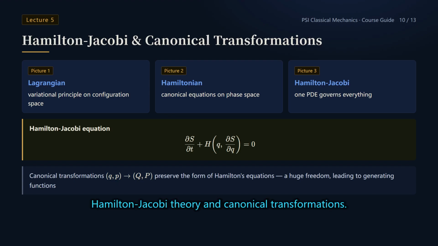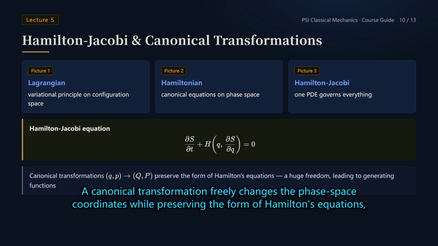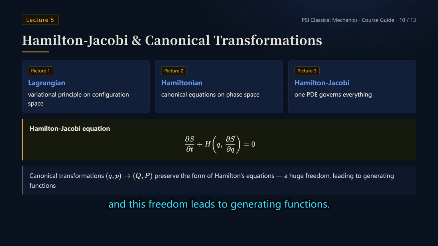Lecture 5. Hamilton-Jacobi theory and canonical transformations. Classical mechanics has 3 equivalent descriptions: the Lagrangian picture, the Hamiltonian picture, and the Hamilton-Jacobi picture, where a single partial differential equation governs everything. A canonical transformation freely changes the phase space coordinates while preserving the form of Hamilton's equations, and this freedom leads to generating functions.